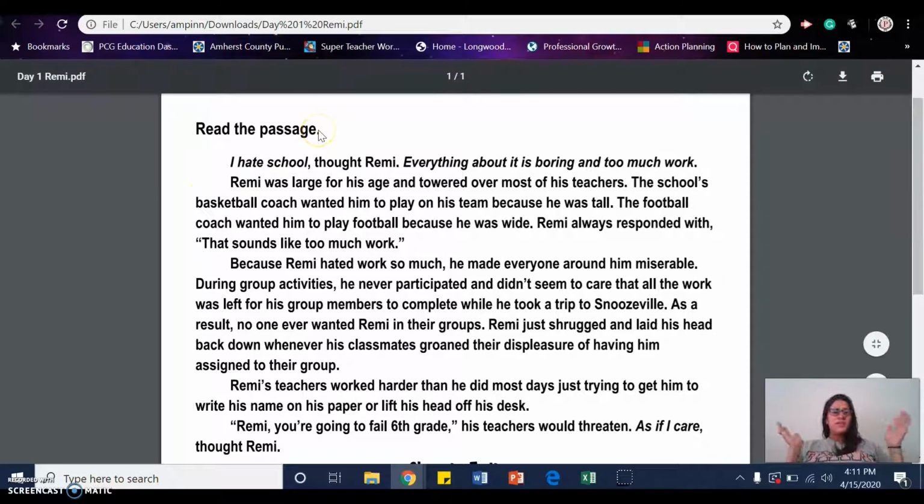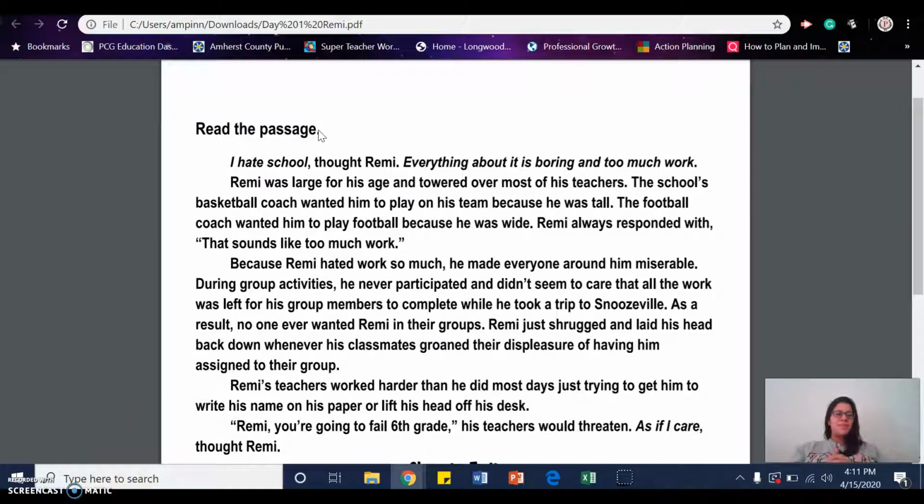You might hear some different noises going on. I'm at home, so you might hear the dog bark, or you might hear the baby cry, or you might hear my Leah yell randomly through the house. So you'll get used to the house noises and stuff. But let's go ahead and read this passage.